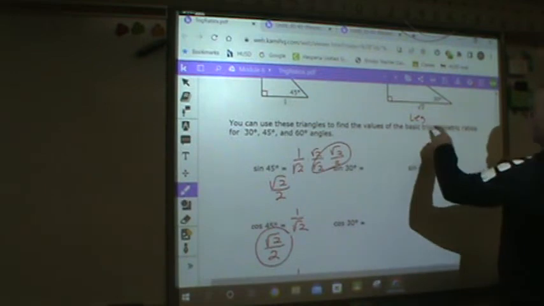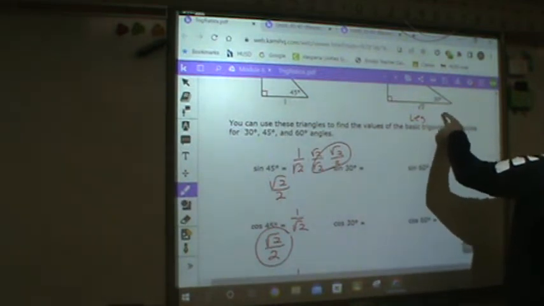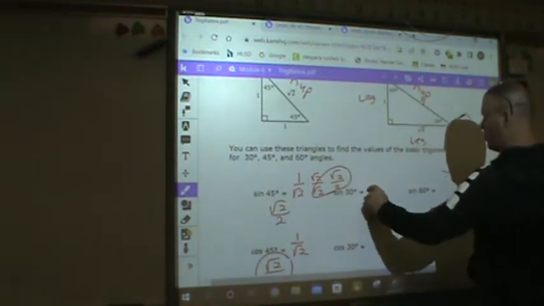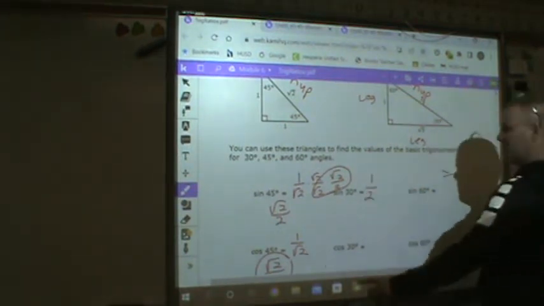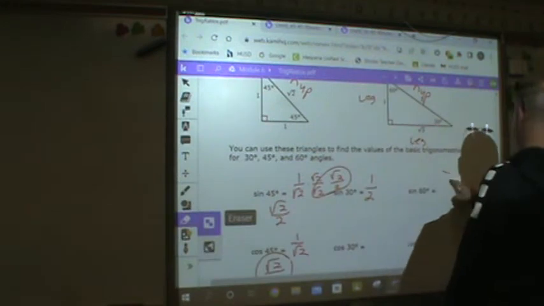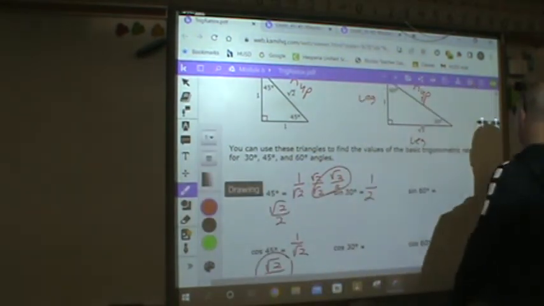So the sine of 30 is going to be opposite over hypotenuse. So 1 over 2. Can't hold on to both sides and mark twice there. Doesn't work. The board doesn't like that.